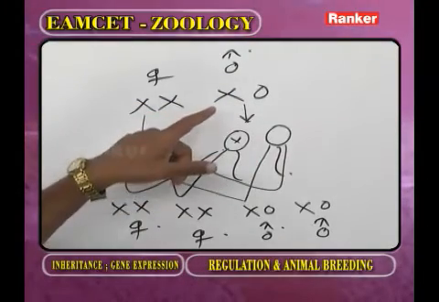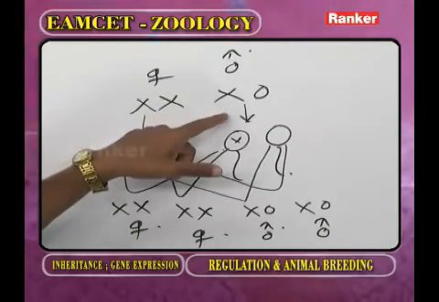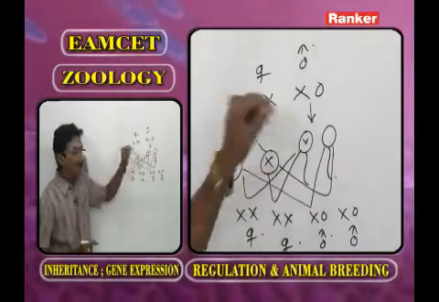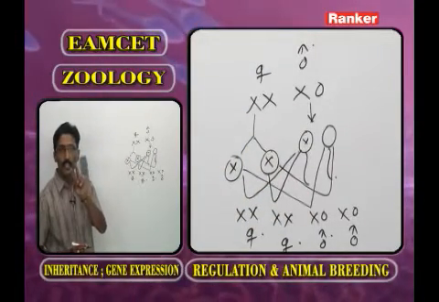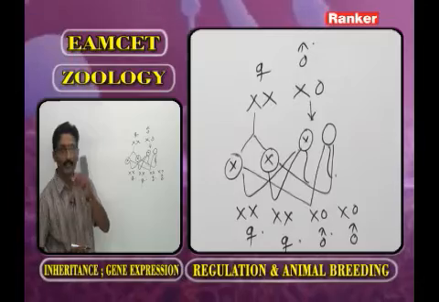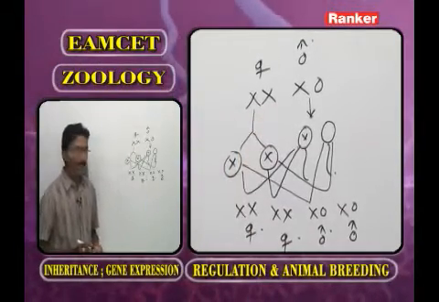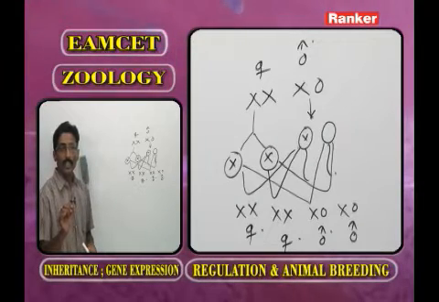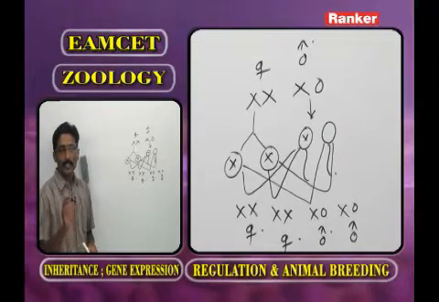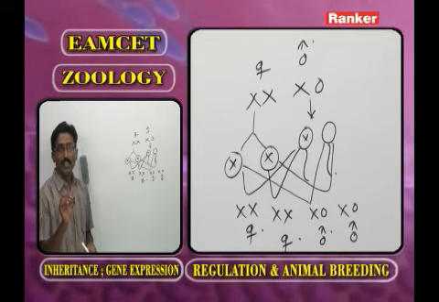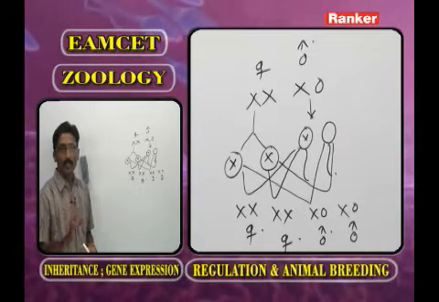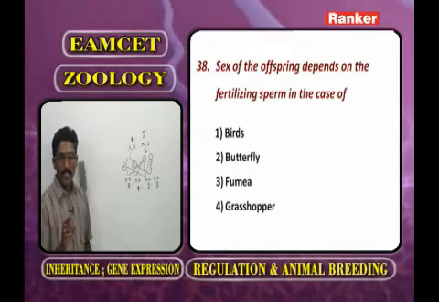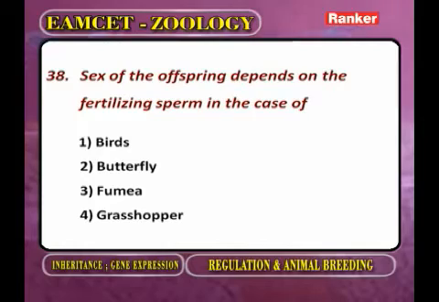of sperms. In this method sex determination is based on the type of sperm that fertilizes, because here the male is heterogametic, it produces two kinds of gametes. We have to observe this type of method. One example is Hemiptera, that means bed bugs, and the second one we call Orthoptera, example is cockroach, and the third one is grasshopper. Now here, the answer for this question is grasshopper.